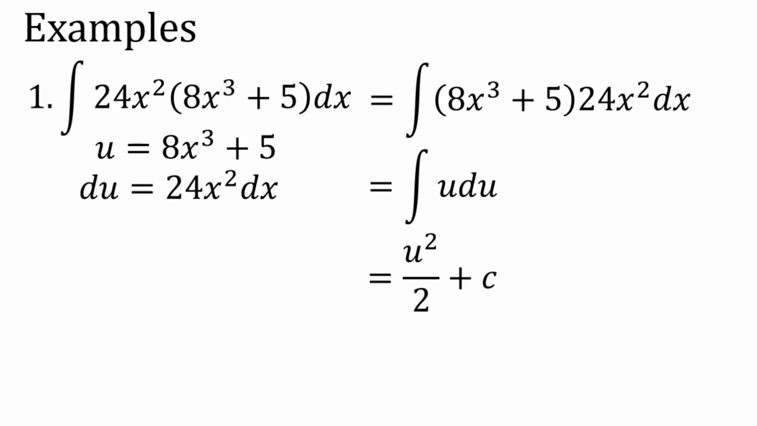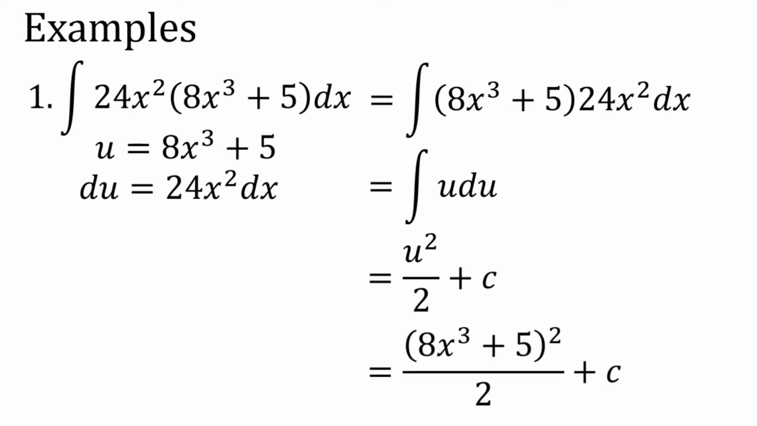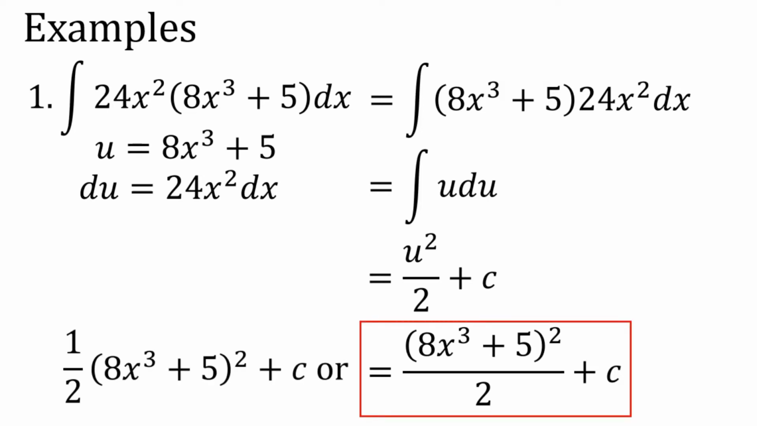Remember, applying the general power formula or the basic integration formula. And then substitute u. That's why this process is called integration by substitution, because we are going to substitute the value of u, which is in this case 8x cubed plus 5. So we can express our answer as 8x cubed plus 5 squared all over 2 plus c. Or we can express this as 1/2 times 8x cubed plus 5 squared plus c.